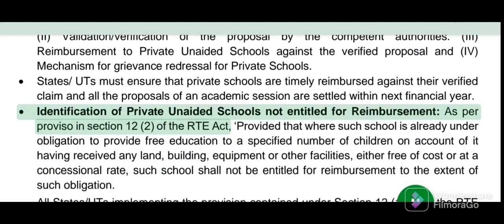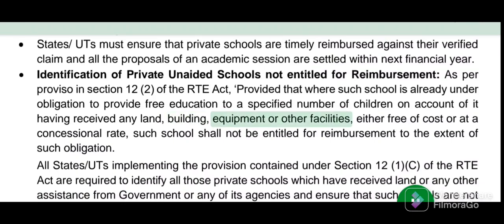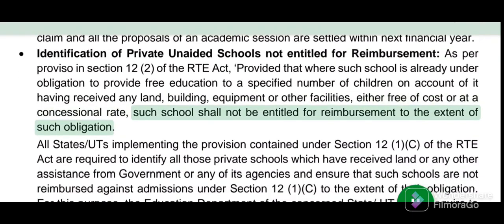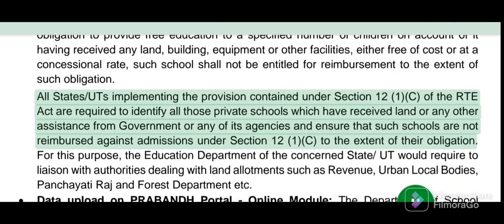Identification of private unaided schools not entitled for reimbursement, as per the proviso in Section 12(2) of the RTE Act, provided that where such school is already under obligation to provide free education to a specified number of children on account of it having received any land, building, equipment or other facilities, either free of cost or at a concessional rate, such school shall not be entitled for reimbursement to the extent of such obligation. All states and UTs implementing the provision contained under Section 12(1)(c) of the RTE Act are required to identify all those private schools which have received land or any other assistance from government or any of its agencies and ensure that such schools are not reimbursed against admissions under Section 12(1)(c) to the extent of their obligation.